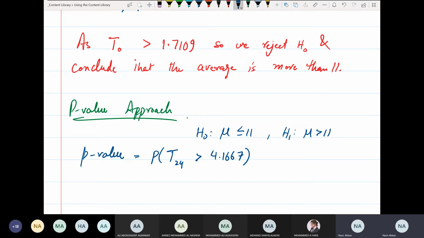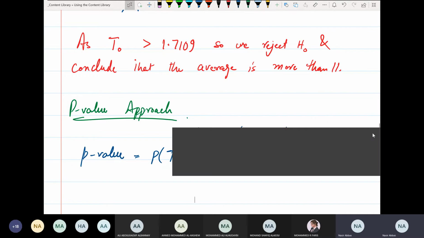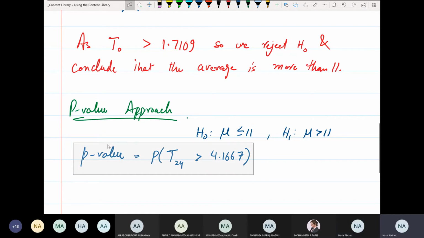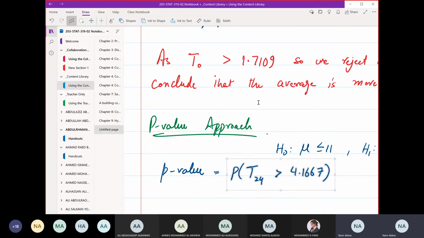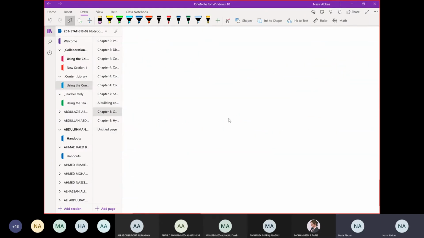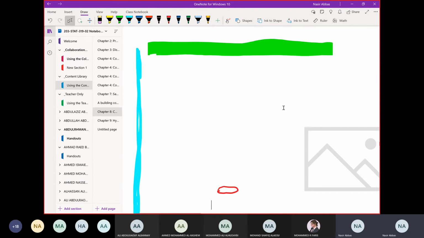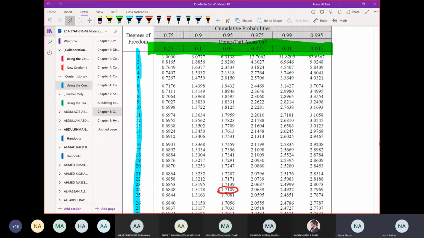Probability of T24 greater than 4.1667. So you'll go to the T table and look for the probability in T24 degrees of freedom more than 4.1667. Let me copy this and go to the T table. This is what we want: T more than 4.1667. We will not get it exactly from the table because the T table is not very comprehensive.